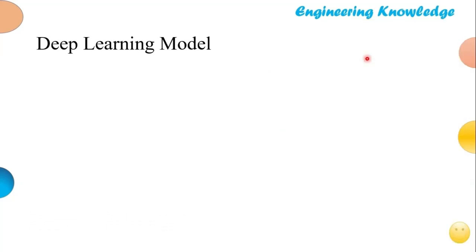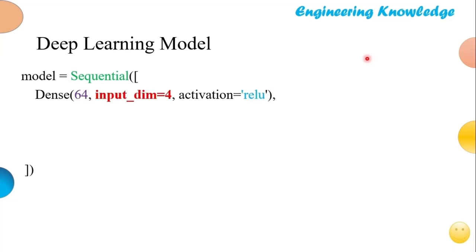So once we do that, we'll define the sequential deep learning model. I will use first of all an input dimension of 4, because 4 features are there, and the activation function.